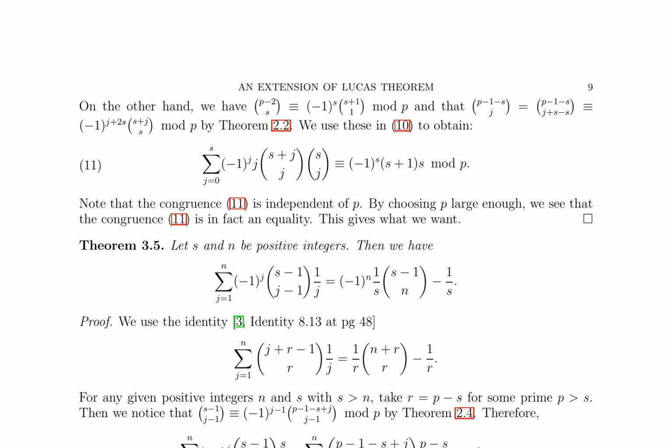This extension of Lucas's theorem derives a congruence independent of the prime modulus P. We begin by showing that congruence 11 is equivalent to an equality for sufficiently large P, leveraging Theorem 2.2. Next, we prove Theorem 3.5, which involves a summation identity.